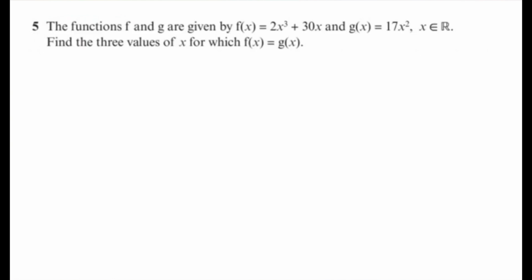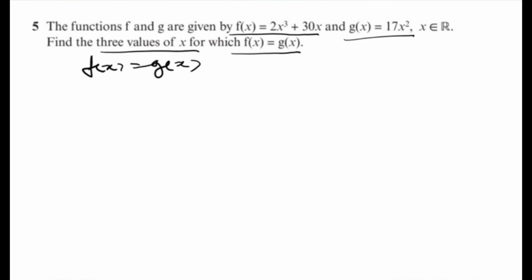Move to next question. The functions f and g are given by f of x is equal to 2x cubed plus 3x and g of x is equal to 17x squared. Find the 3 values of x for which f(x) is equal to g(x). So we know two functions are there and we know these two functions are equal. We have to find the values for x. So we know f of x is equal to g of x. Both functions are same, so I can write 2x cubed plus 3x is equal to 17x squared.